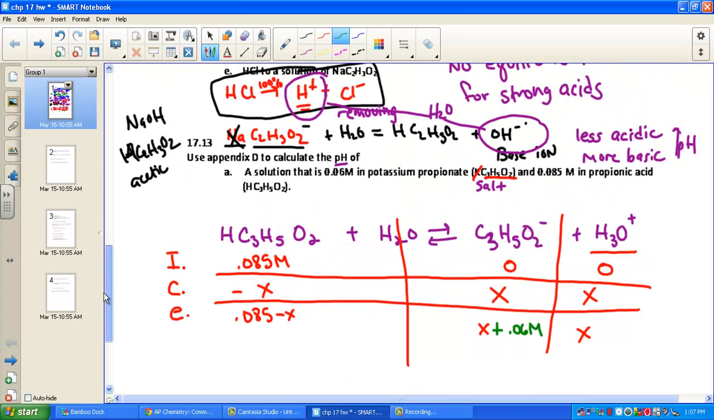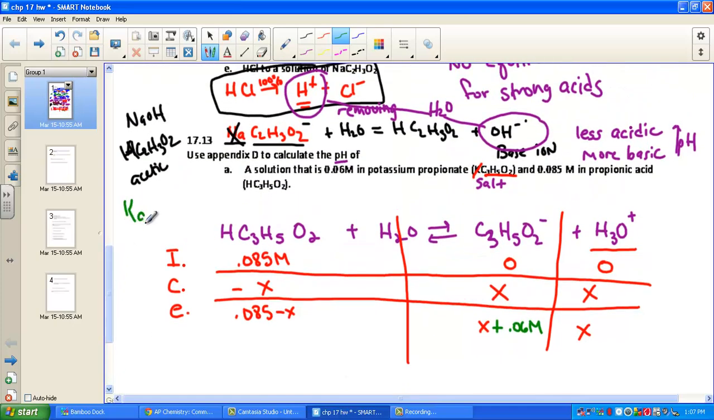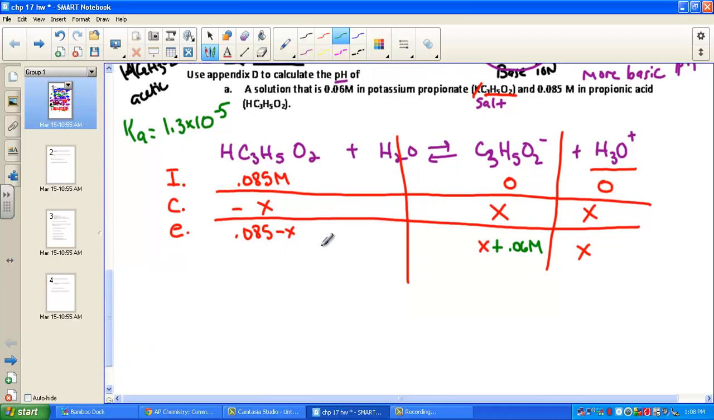Alrighty. One more thing. While I'm getting this set up, we can find the Ka of propionic acid from looking at Appendix D. Propionic acid, about 80% of the way down that Appendix D page, I find it to be 1.3 times 10 to the negative fifth. Let me look again. 1.3 times 10 to the negative 5. There. Now, what can we make with some assumptions here?